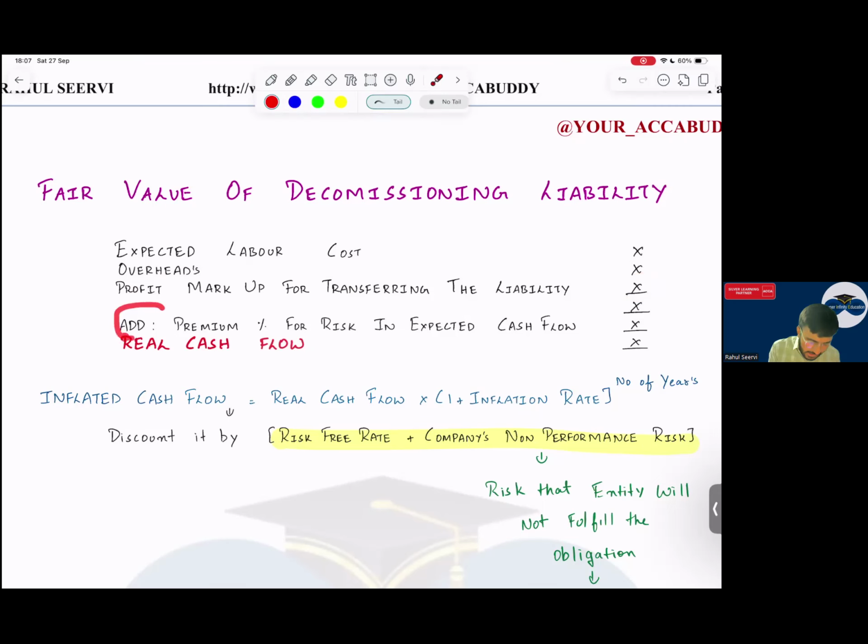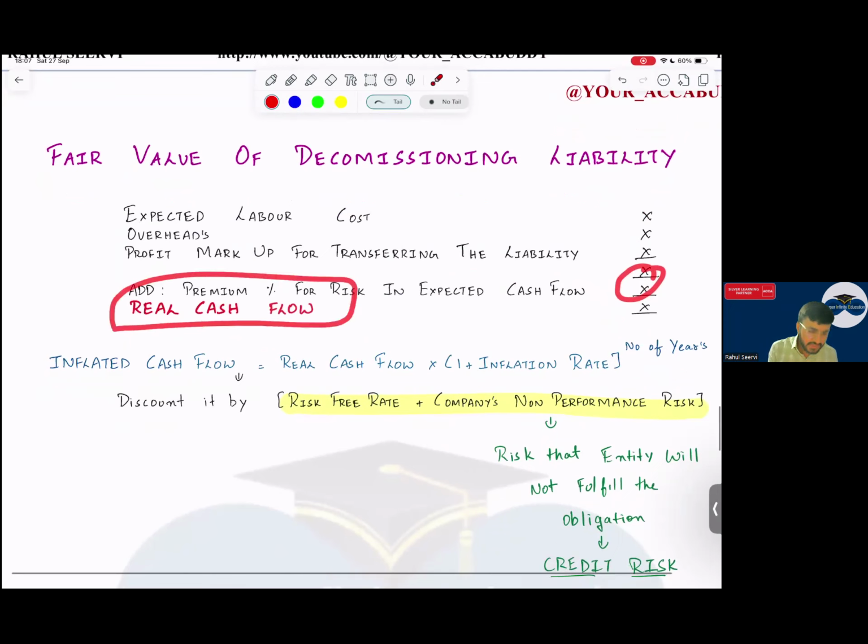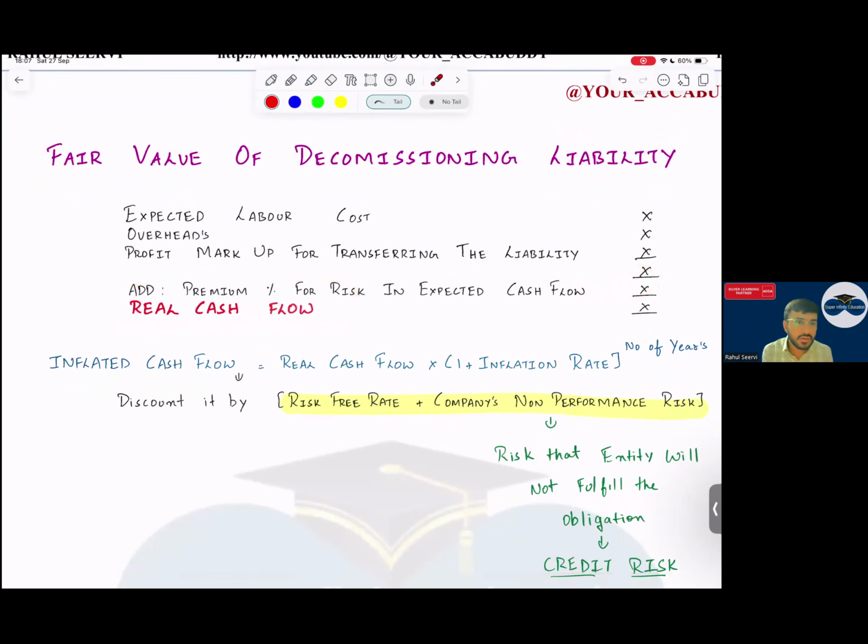Then we will add the premium. What does this premium mean? The premium means the risk. Today I'm estimating that in future I will incur $10,000, but I have a risk of, say, 5%. I will say that okay, 5% extra I will add. So we will consider that amount. Then you will get the real cash flow, which is your concept of AFM and FM.